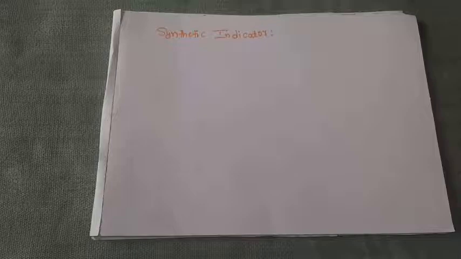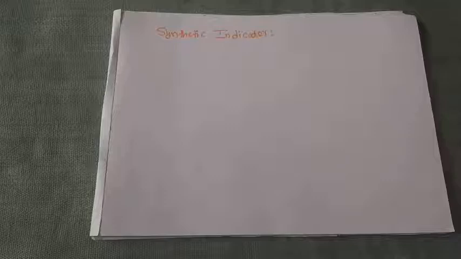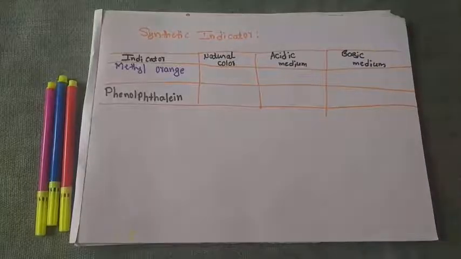Okay, then in synthetic indicators we have different types, more than 100 types. In simple words, more than 100 types of synthetic indicators are there. But mainly we can use two or three indicators: methyl orange, methyl red, and phenolphthalein. Phenolphthalein is the most commonly used synthetic indicator in the laboratory. Mainly two synthetic indicators are widely used in the laboratory: methyl orange and phenolphthalein.